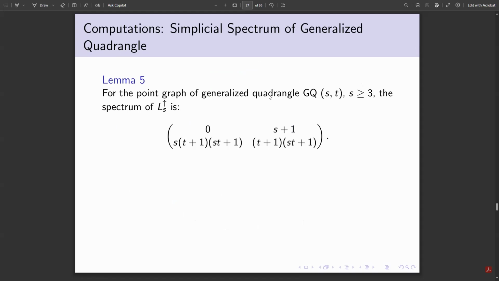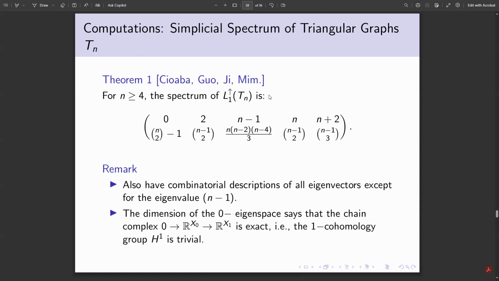If I apply the previous lemma I just mentioned to this point graph of a generalized quadrangle, we can immediately get the L0 up spectrum, and it also has only two different eigenvalues with these multiplicities. They all boil down to the regular structure these graphs have. So basically, there are some large cliques that don't share much, if that makes sense. These are some easy computations we did.